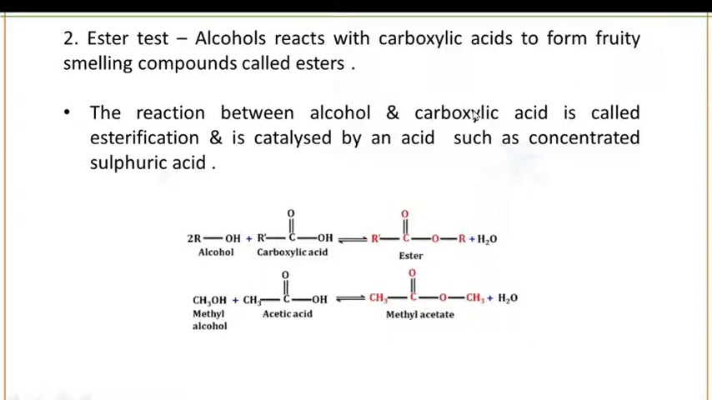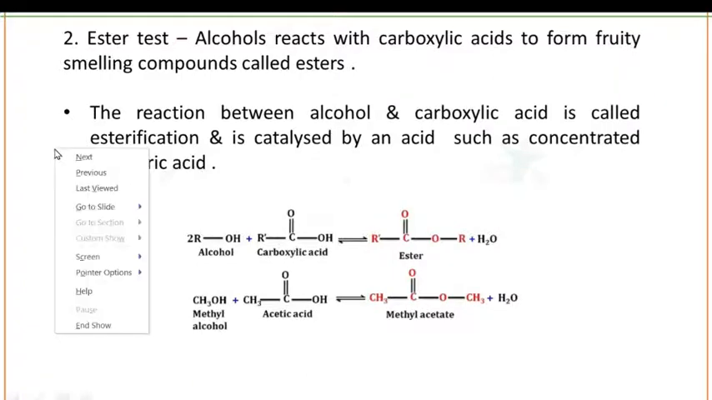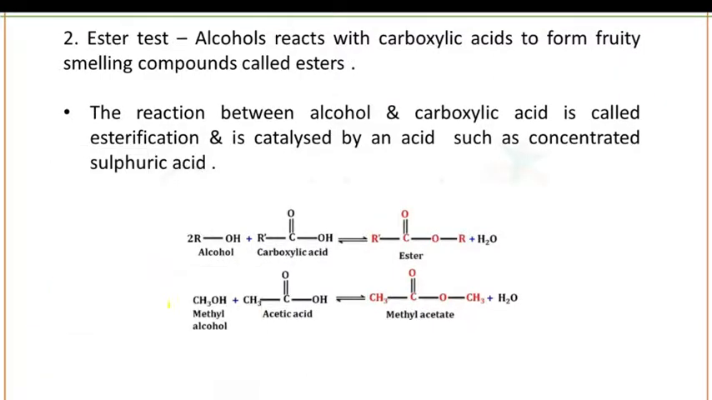Second method is Ester test. When alcohol reacts with carboxylic acid, they will form a compound known as ester, and these esters have a smell like fruits. So alcohol reacts with carboxylic acid to form a fruity smelling compound known as ester. The reaction between alcohol and carboxylic acid is called esterification, and this is catalyzed by an acid such as concentrated sulfuric acid. For example, you can see here we have methyl alcohol. Methyl alcohol, when reacting with acetic acid, leads to the formation of methyl acetate, that is your ester group.